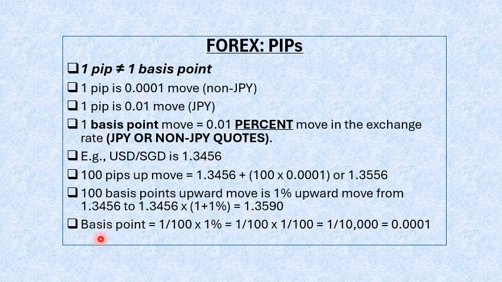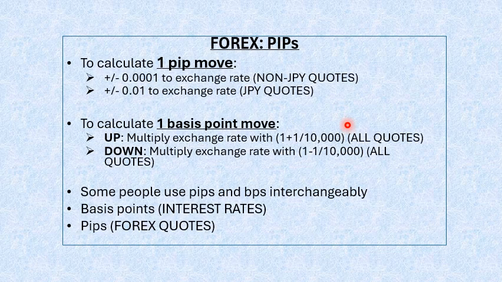So don't confuse the two terms simply because mathematically they end up as 0.0001 for currency pairs which are quoted up to 4 decimal places. As we know, 1 basis point is 1 by 100th of a percent, which is 1 by 100 into 1 by 100, which is again 0.0001. Basically, to calculate a 1 pip move, you simply add or subtract 0.0001 to the exchange rate. To calculate a 1 basis point up move, for example, you multiply the exchange rate with 1 plus 1 divided by 10,000, or 1.0001. Note that some people do use the terms pips and BPS interchangeably.